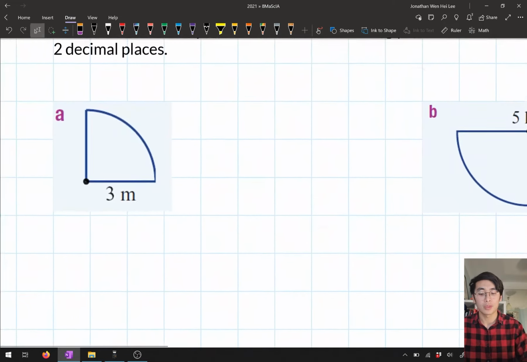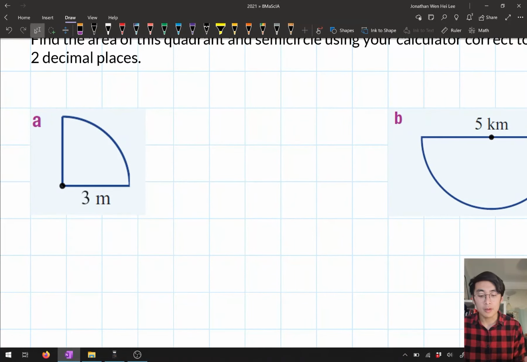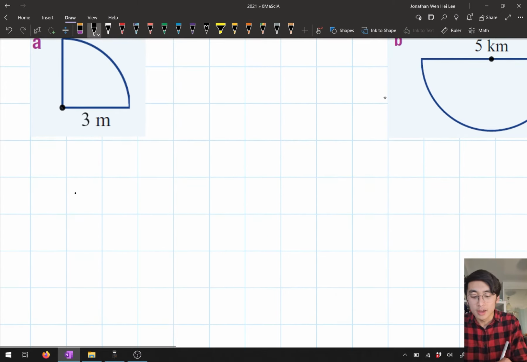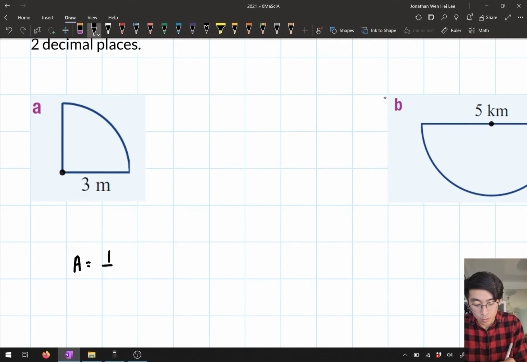So let's have a look at this first example. Here we have a quadrant, so that's a quarter of a circle. What I'm going to do is write the area of my quadrant for this first example is just going to be 1 over 4 times pi r squared. So that's just a quarter of my full circle.